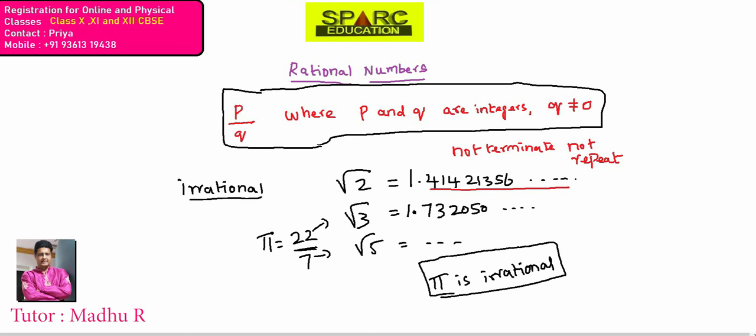So basically, real numbers are classified either as rational or irrational.